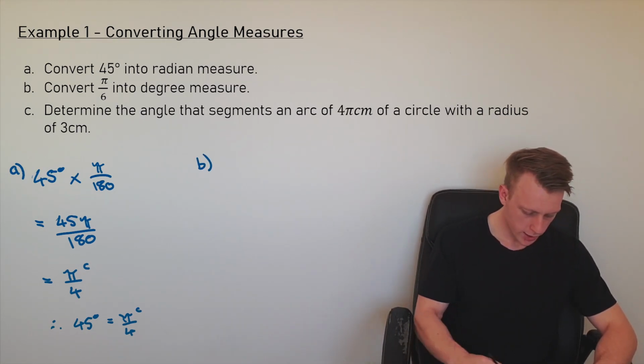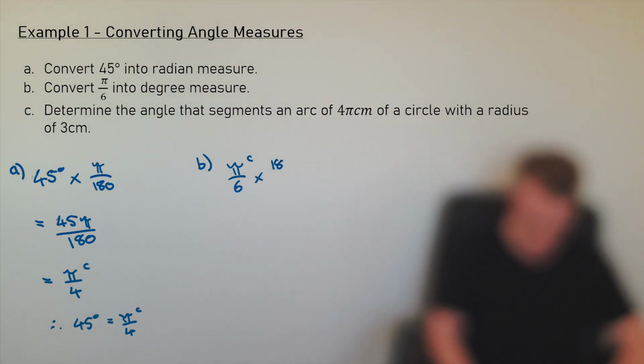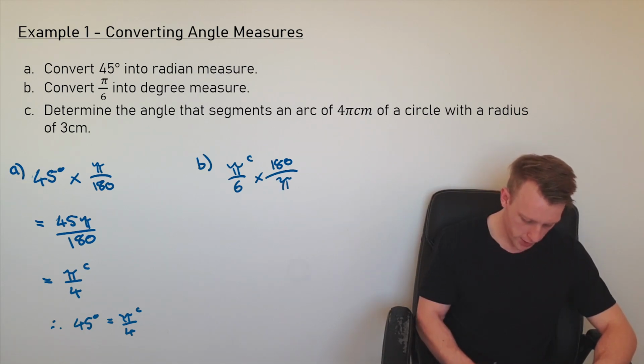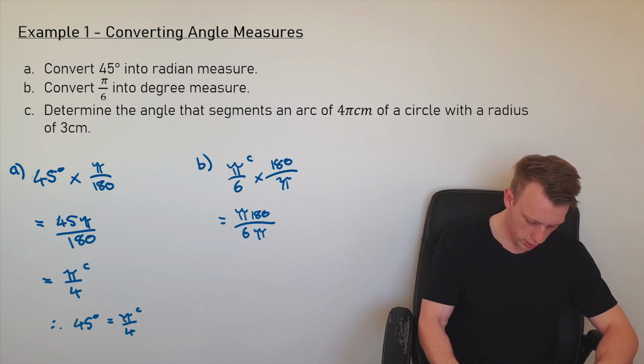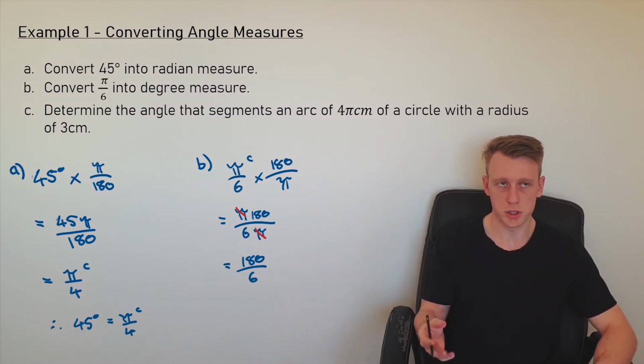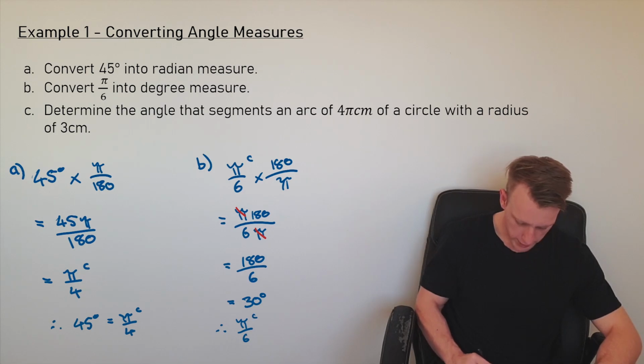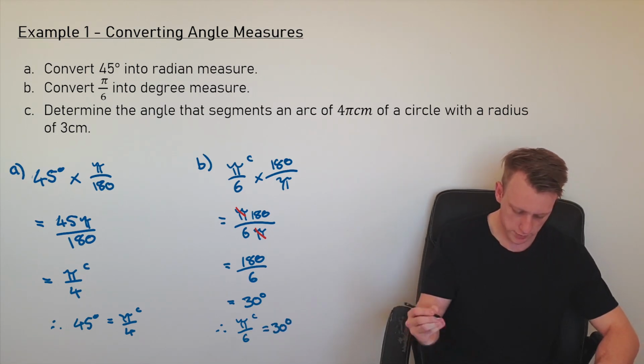Second one, convert pi on 6 radians into degrees. I remember I just had to multiply by 180 on pi for this one. We can simplify this, pi times 180 over 6 pi, they cancel nicely. So you get 180 on 6, which is just equal to 30 degrees. So therefore, pi on 6 radians is equal to 30 degrees.